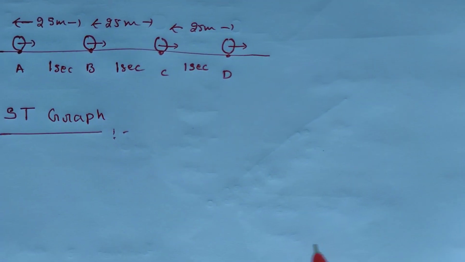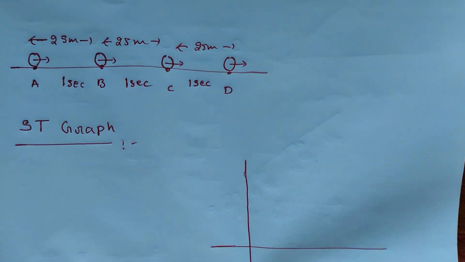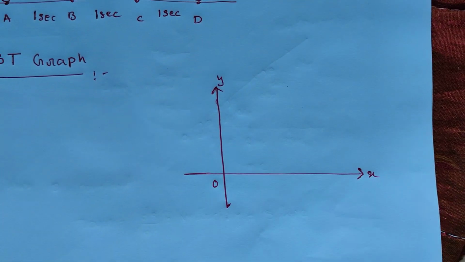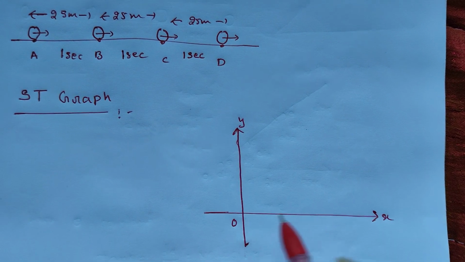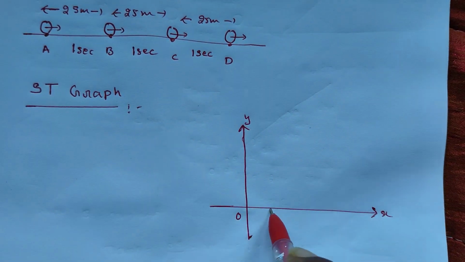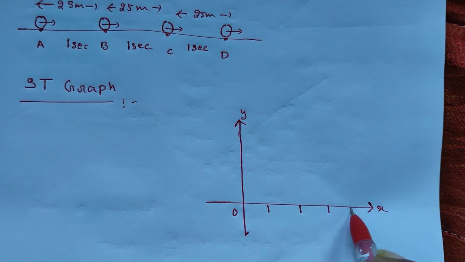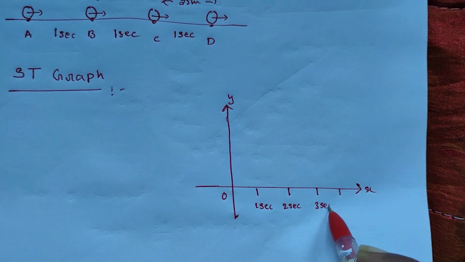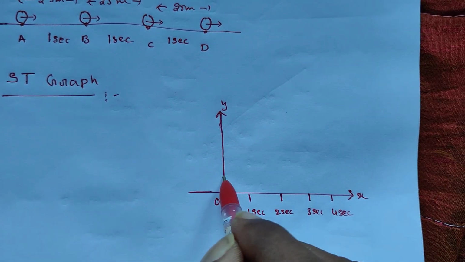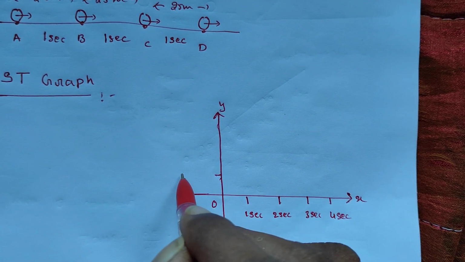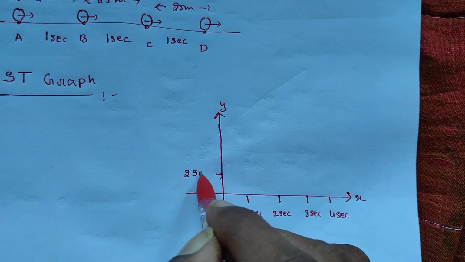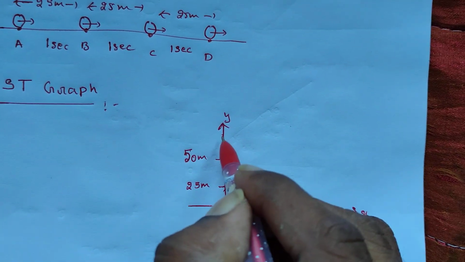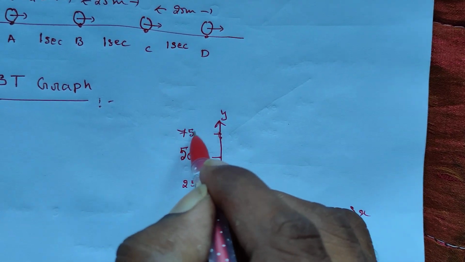Displacement time graph. Now draw this x-axis. This represents the y-axis. The intersection of x and y-axis represents the origin, and time values we have to consider on the x-axis: 1 second, 2 seconds, 3 seconds, 4 seconds. So for every 1 second it covers displacement how much? 25 meters. After 2 seconds it covers displacement 50 meters. After 3 seconds it covers displacement 75 meters.